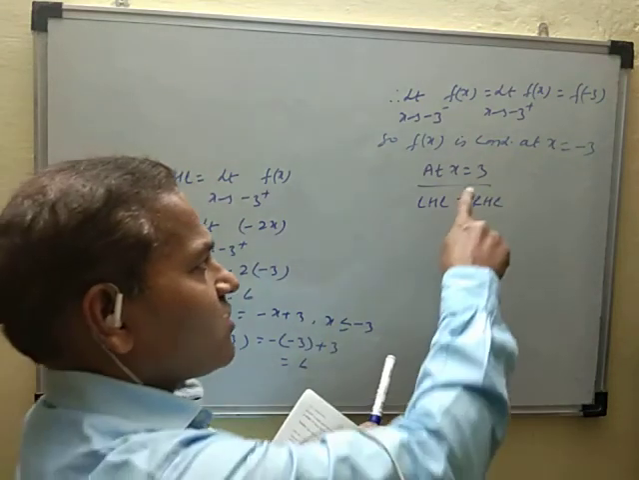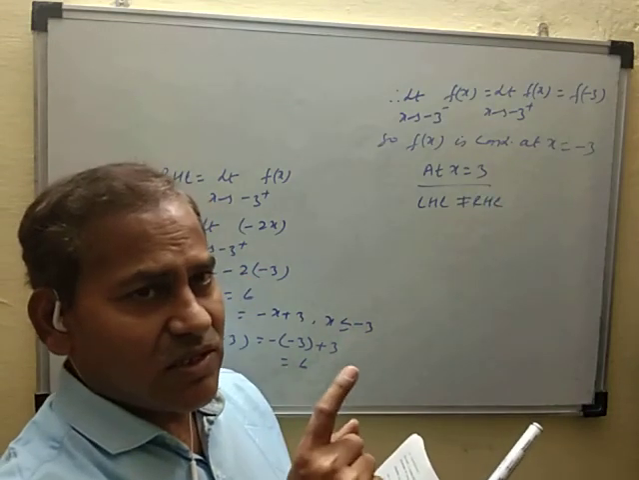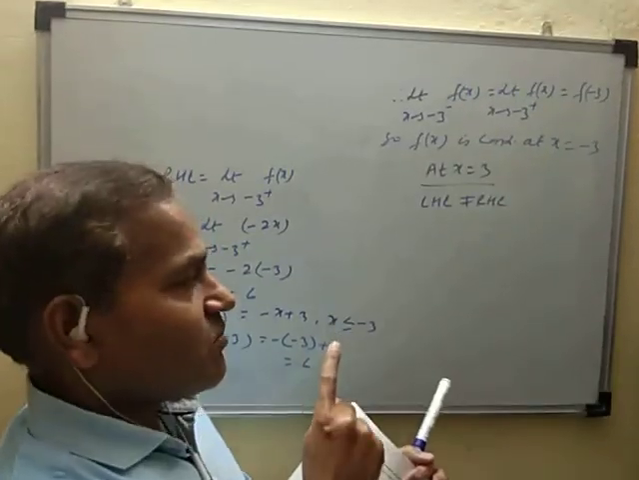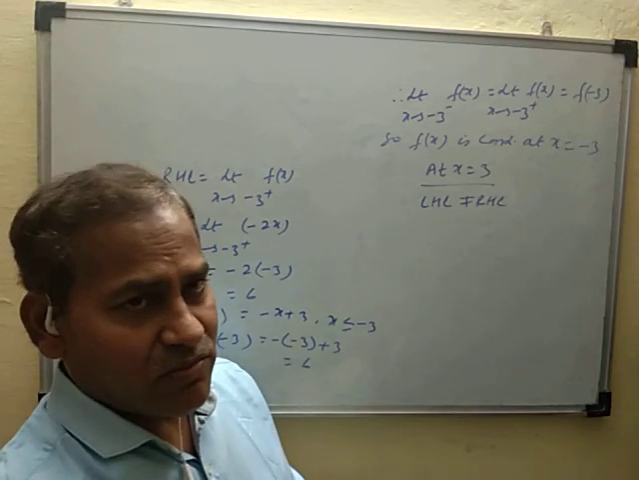सो फंक्शन इज नॉट कॉन्टिन्यूअस एट x इज इक्वल टू 3, दैट इज 3 इज द पॉइंट ऑफ डिसकंटिन्यूटी. इसको आप चेक कर लोगे.